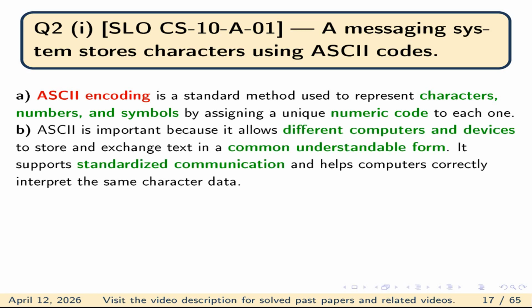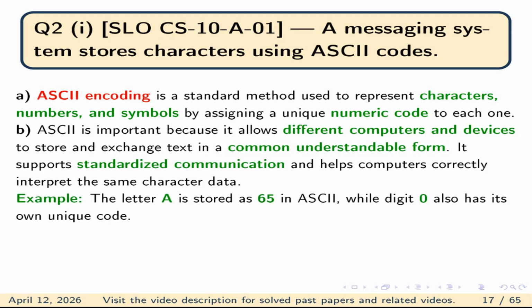B. ASCII is important because it allows different computers and devices to store and exchange data in a common understandable form. It supports standardized communication and helps computers correctly interpret the same character data. Example, the letter A is stored as 65 in ASCII, while digit 0 also has its own unique code.